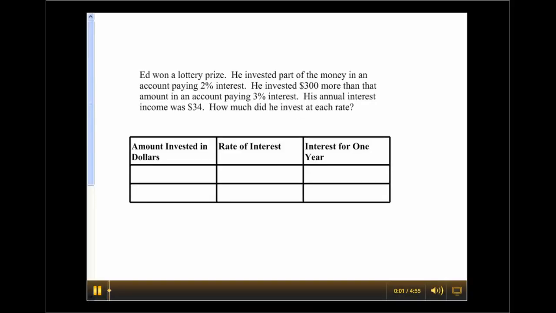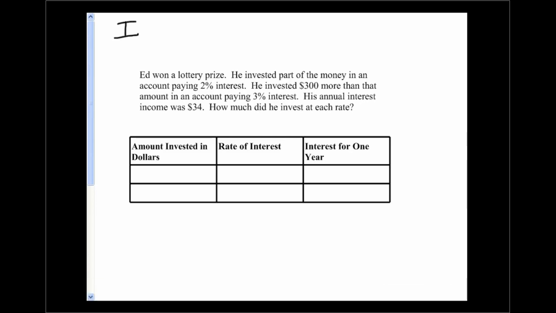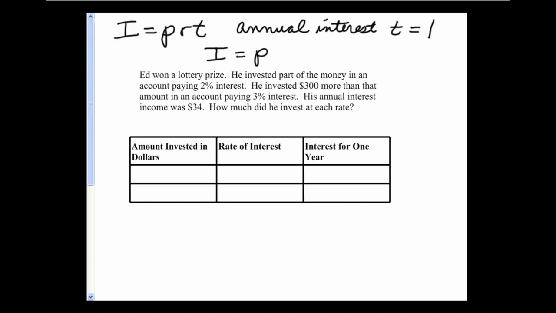A simple interest problem needs the relationship I, interest, equals P, the principal, times the rate times the time. And when we talk about annual interest, T will equal 1. And then our relationship is interest I equals the principal times the rate.